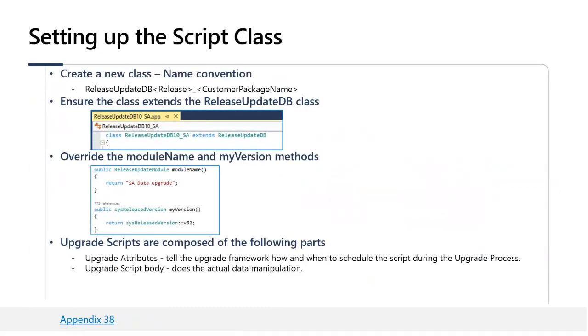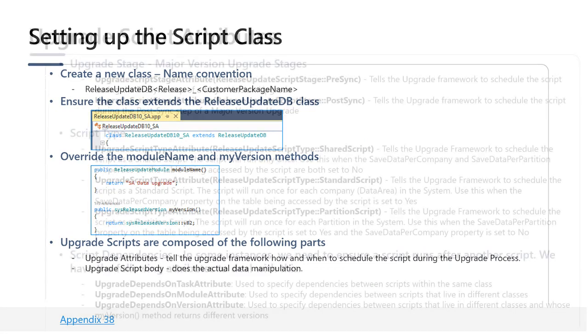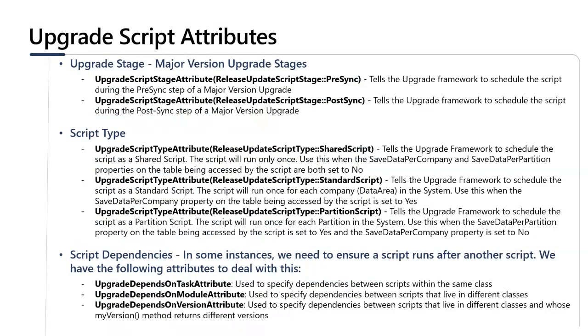Here is an example of how you can write a script class extending the ReleaseUpdateDB class in your custom package, which will be executed during the upgrade run. Here you can see the details about different upgrade script attributes. These attributes describe different stages, script types, and script dependencies. Coming from AX2012, it's a major upgrade, and the main stages are pre-sync and post-sync. Different script types are shared script, standard script, and partition script. And last, script dependencies ensure a script runs after another script under different conditions.